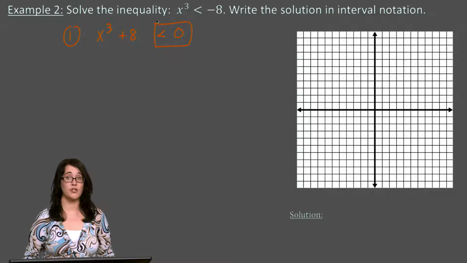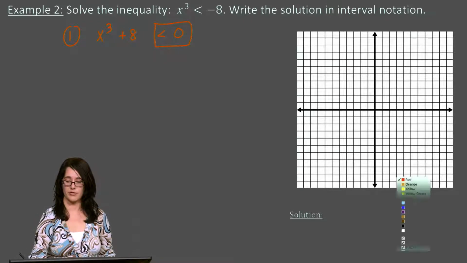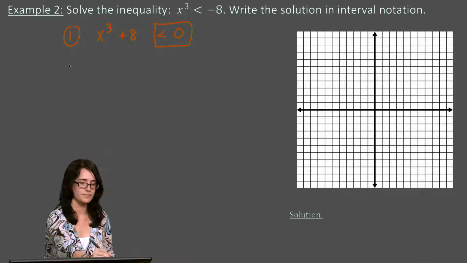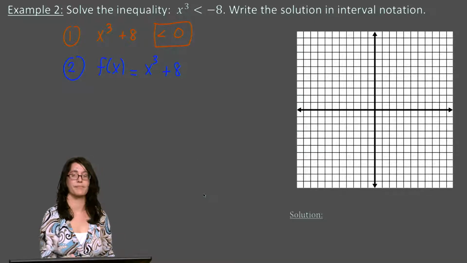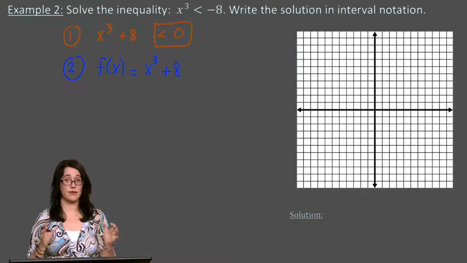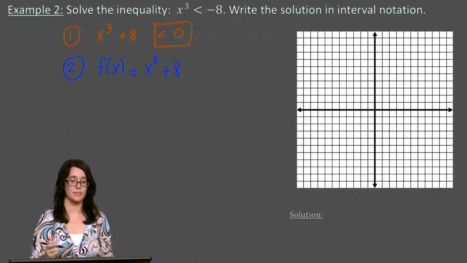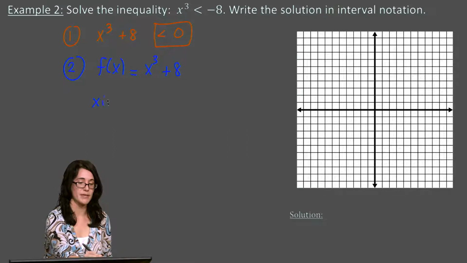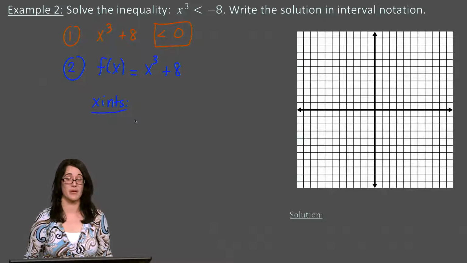Now my job was to graph whatever was on the left. So my function here, if you will, is the polynomial x cubed plus 8. I want to graph it. To graph that, I could do a couple of things. I need to graph it with the intercepts for sure. I need the x-intercepts. So I could just jump right into finding my intercepts. That is totally fair game and probably the fastest way to go, to be honest.